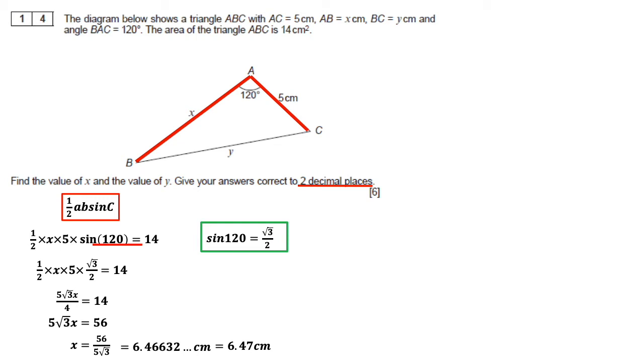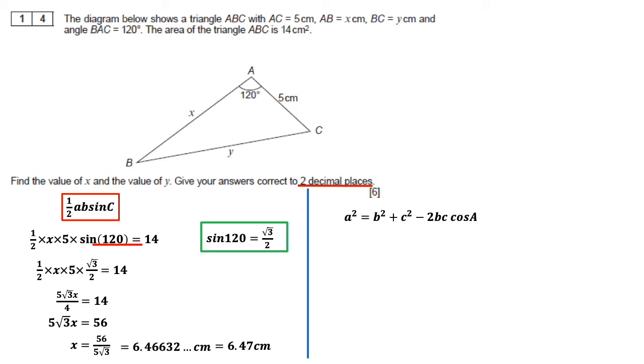The next part is to work out the value of y. So if we have a look at the triangle, we can see that we could use the cosine rule. Now the cosine rule is a squared is equal to b squared plus c squared minus 2bc cos A. If we say that a represents the side we want to work out, so in this case y, then b and c would be the other two sides. And cos A, that's A, means the angle opposite the side we want to work out.